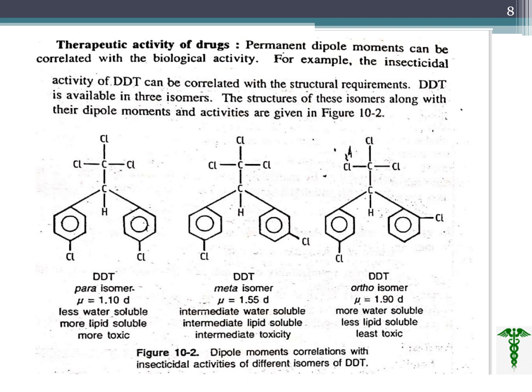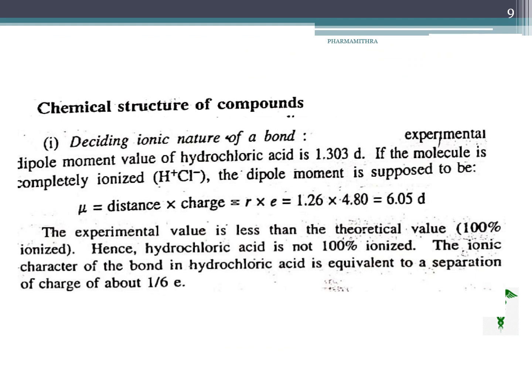In the case of DDT, it is an insecticide, right? In this DDT, we can see more activity is shown by the para isomer, and it has a dipole moment of 1.10 D. In that case, this DDT is less water soluble and more lipid soluble, and this will penetrate the insect and show maximum activity. Whereas in the case of the ortho isomer, it is less lipid soluble and least toxic.